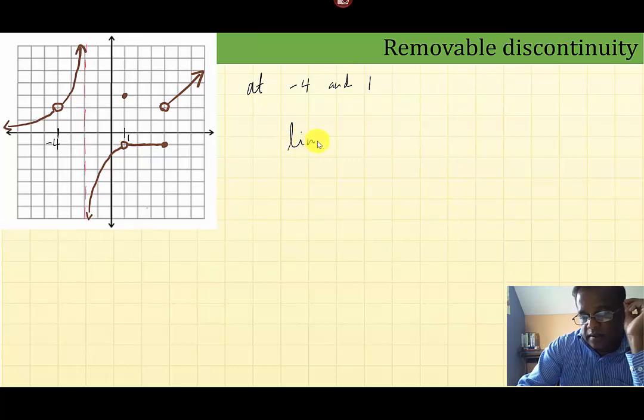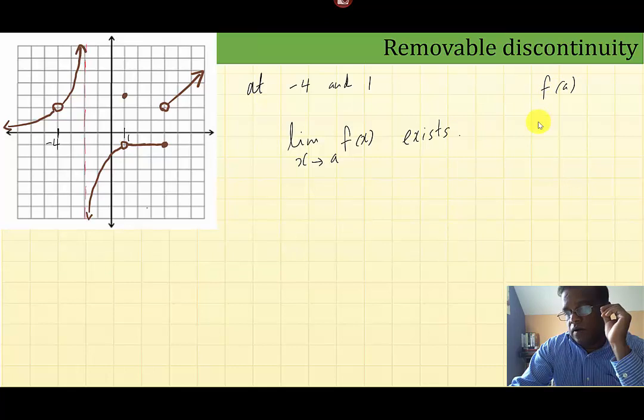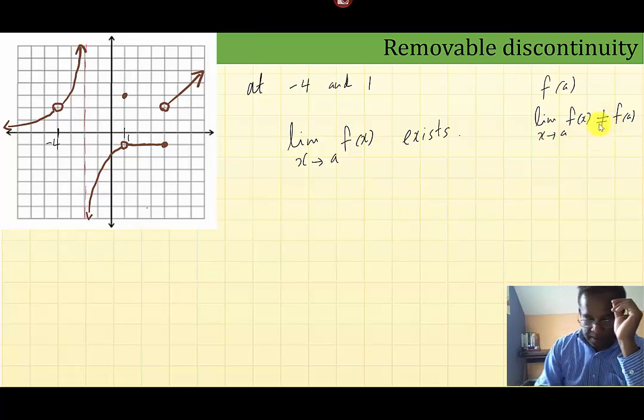The limit as x goes to a of f of x exists. The problem is either f of a does not exist or the limit is not equal to f of a. So at a removable discontinuity, the limit exists and the discontinuity occurs because either f of a is not defined or the limit and the function value are not the same.